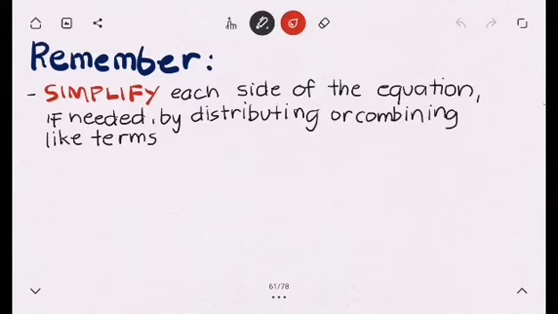So unahin natin yung pag-simplify. Okay, so ano yung sinisimplify? So each side of the equation if needed by distributing or combining like terms. So ibig sabihin, take a look first at the left and right hand of the equation. So kung kailangang mag-distribute or gamitan ng distributive property or mag-combine ng like terms.